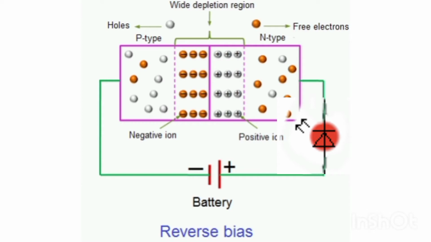When the negative terminal of the battery is connected to the P side of the diode, and the positive terminal of the battery connected to the N side of the diode, the diode becomes reverse biased. The depletion layer widens, it becomes bigger and prevents current from flowing through the diode. Reason why the light emitting diode or the bulb doesn't come on. The bulb does not light because current does not flow through the circuit.